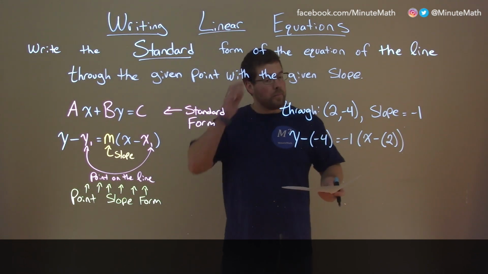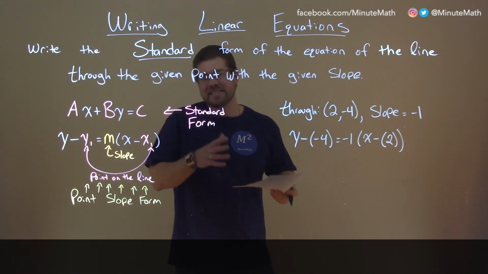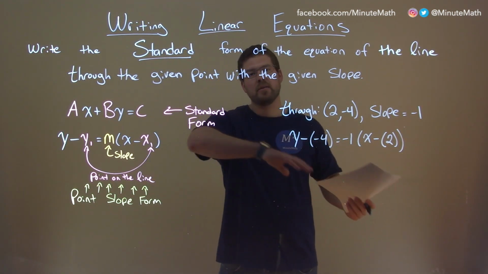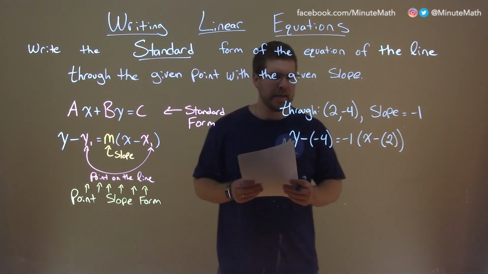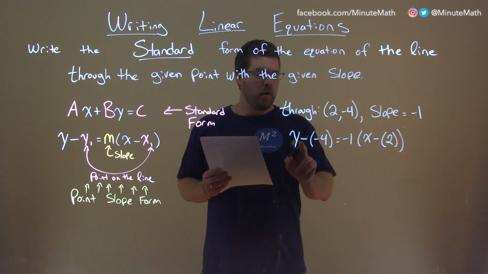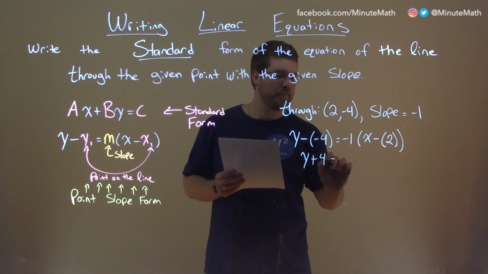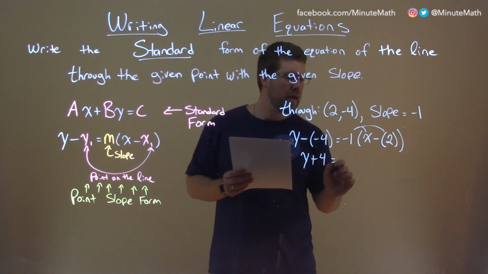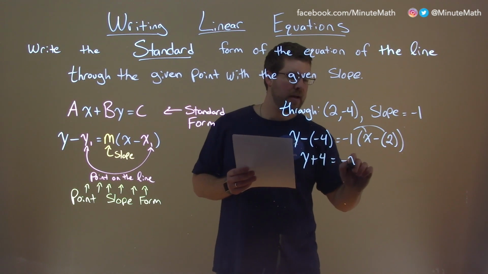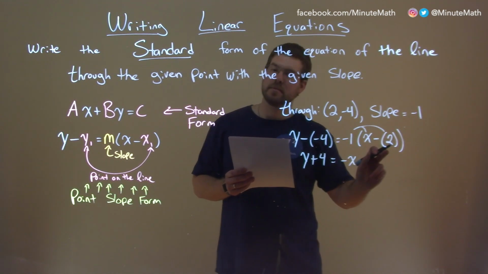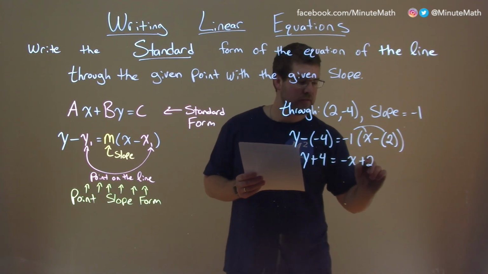Now we have it in point slope form. Let's write this in standard form by getting our x and y's to the left, where we can. Simplify first. Y minus a negative 4 is like adding a 4, so y plus 4. Distribute the minus 1 here, and minus 1 times x is a minus x. Minus 1 times a negative 2 is a positive 2.